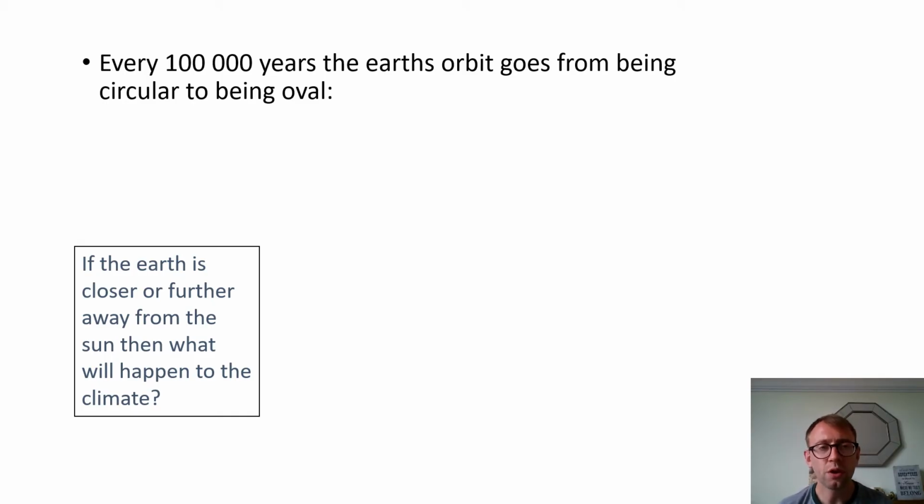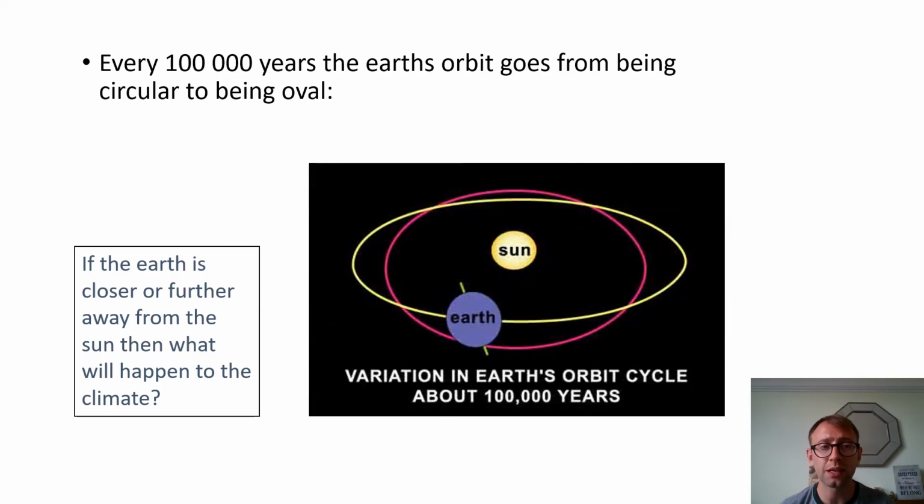So every 100,000 years the Earth's orbit goes from being circular to being an oval. Now think about it. You can see from the circles here on this diagram that at periods of time, if we've got this shape, the Earth's going to be closer to the Sun, which means the Sun's radiation is probably going to be stronger, which can lead to warming of the Earth. As it moves back to a circular shape, it can be further away at some parts, so it may lead to cooling.